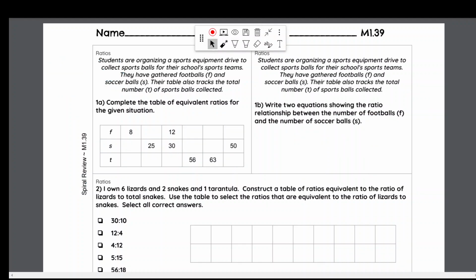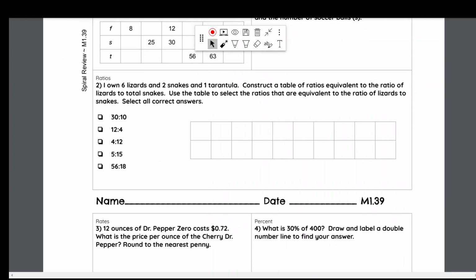Taking a look at number 2. We've got 6 lizards, 2 snakes, and a tarantula, and we need a table of equivalent ratios equivalent to the ratio of lizards to snakes. So I'm going to have lizards and snakes, and there are 6 lizards and 2 snakes. I see both of these are divisible by 2, which will give me a 3 to 1 ratio. So I can count by 3's in my lizard row.